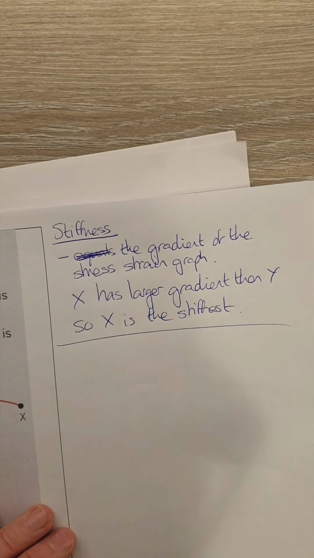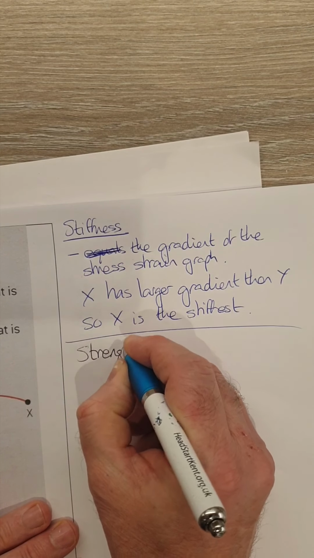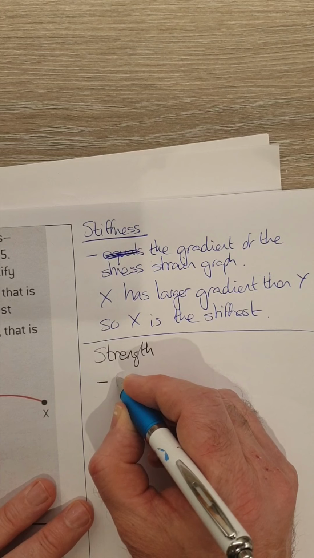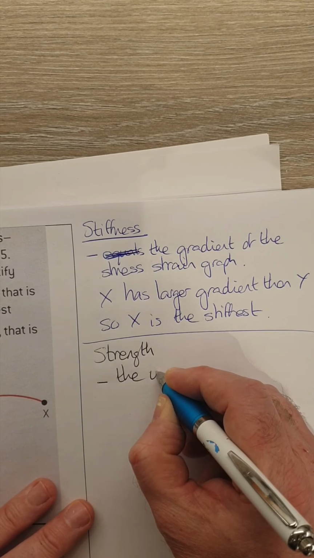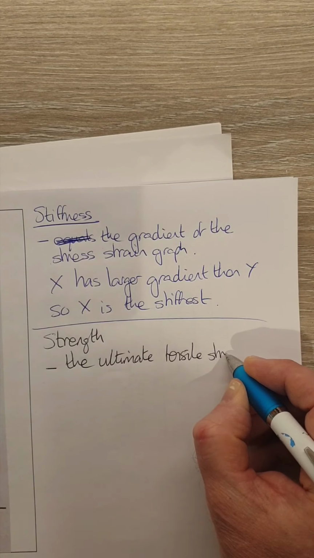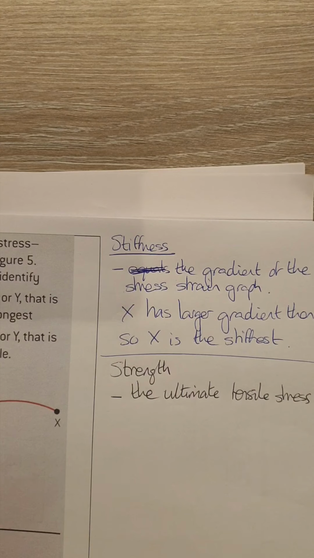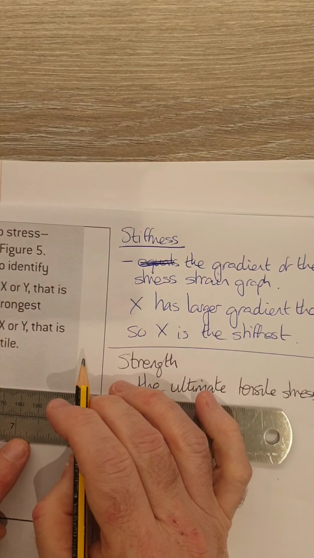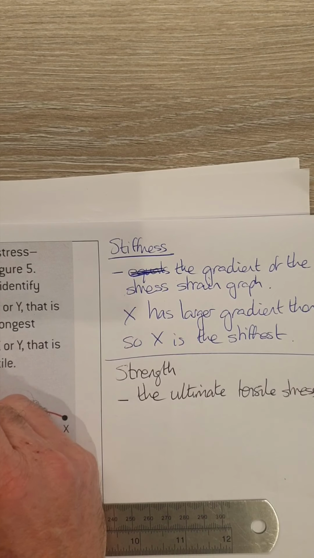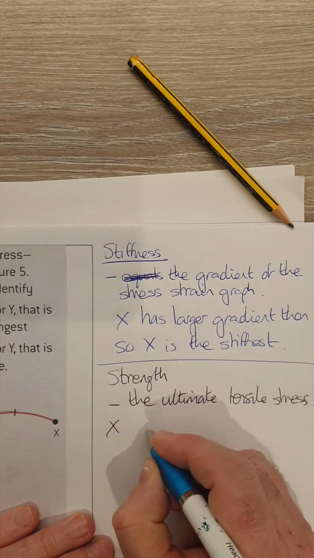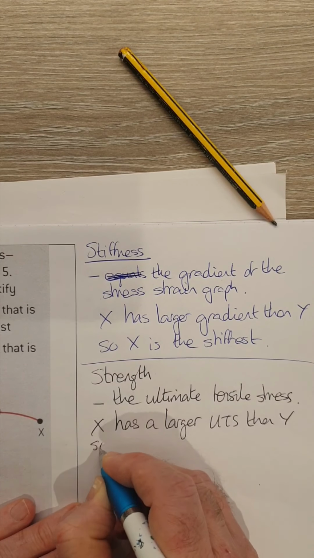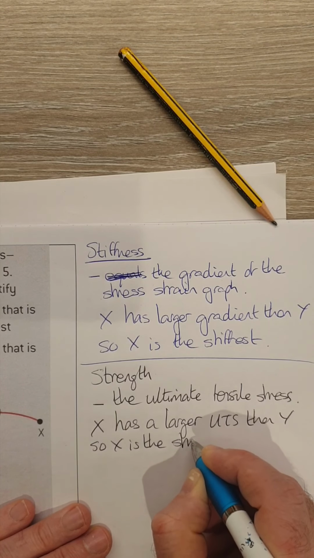Then the second property they ask us to talk about is strength. Now, strength, we compare strength from the ultimate tensile strength, stress. So strength is given by the ultimate tensile strength. So for X, that is this point here, and for Y, that's here. So clearly X has a larger UTS than Y, so X is the strongest.